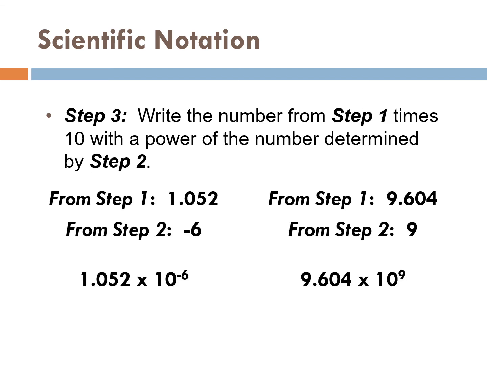The next step is to take the number you got from part 1 and the number you got from part 2 and put it in this format right here. 1.052 times 10 to the negative 6 for the number that was originally less than 1. A number that's less than 1 is going to have a negative exponent. Over here, a number that's originally greater than 10 is going to have a positive exponent. So we took the number from step 1, 9.604, and multiplied by 10 to the power from step 2.